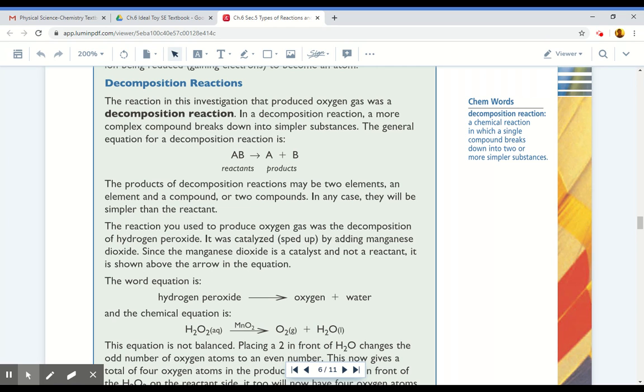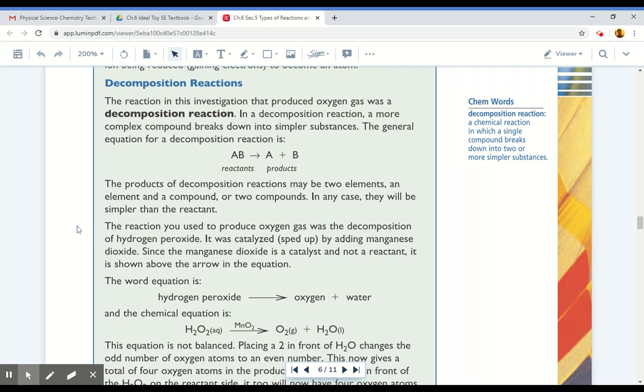The general equation for a decomposition reaction is reactant AB becomes separate products. The products of decomposition reactions may be 2 elements, an element and a compound, or 2 compounds. Okay, in this case, it's a compound, and then it decomposes into 2 elements. So it would be this one for that example. In any case, they will be simpler than the reactant. So here's the reactant, and then you have the simpler products.